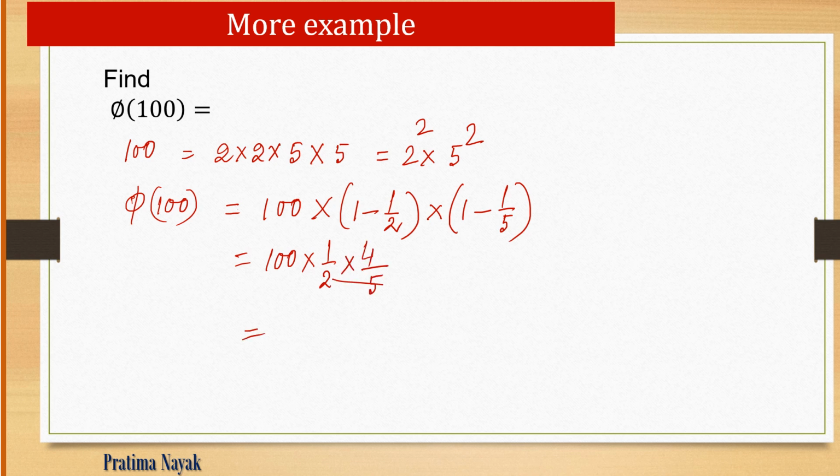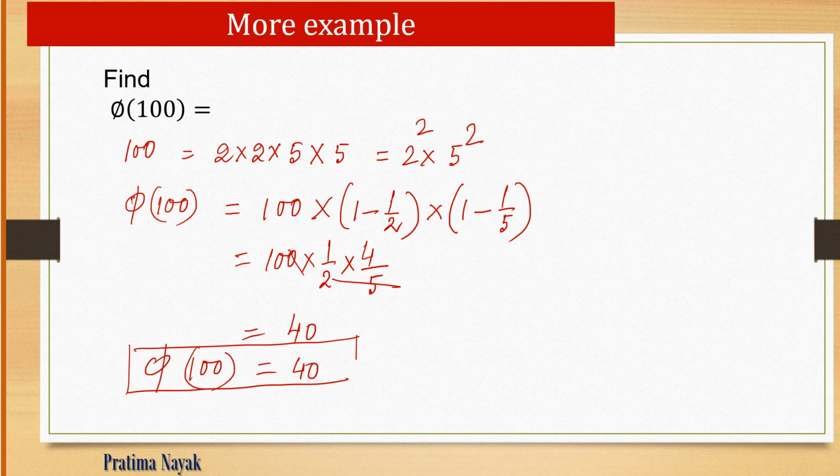So 2 times 5 is 10, I'll cancel, so this is 40. So phi of 100 is 40. This is a very important result for us, because many things will be solved in number theory using this fact. As I told, we will use this in number theory. Now, after learning the calculation of phi of a number, let us see how it is used in number theory.